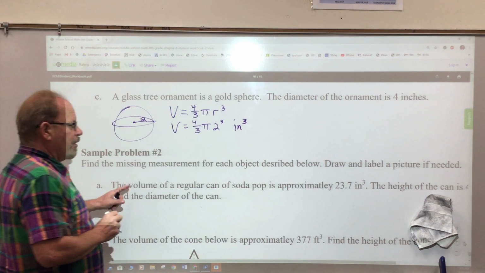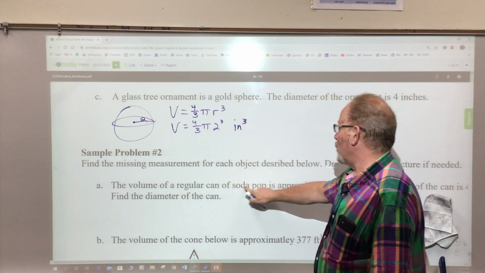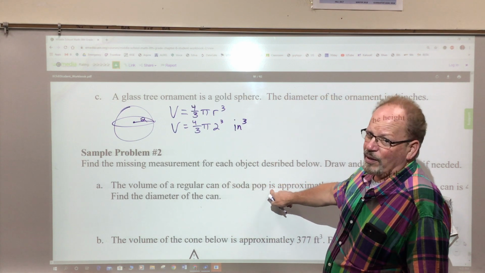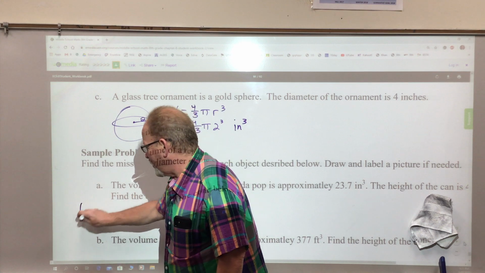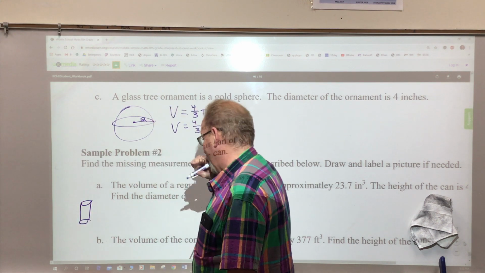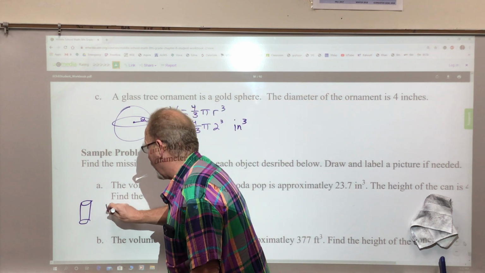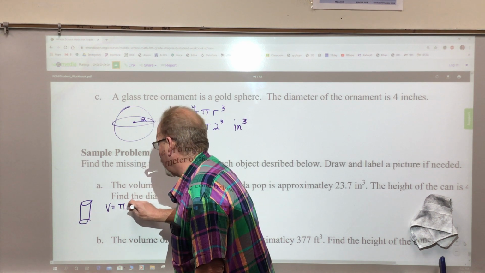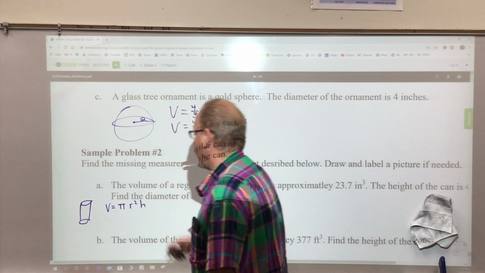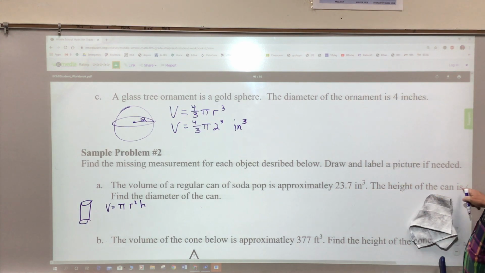Now here is where you really needed to be writing your formulas. So the volume of a regular can of soda pop. What's a can of soda pop? What shape is that? Yep, it's a cylinder. Okay. So what formula is that? Volume equals pi r squared h. They tell you the volume and the height in this question. Find the diameter of the can.